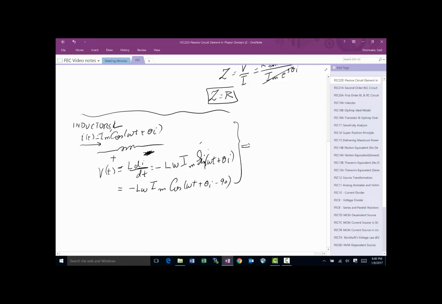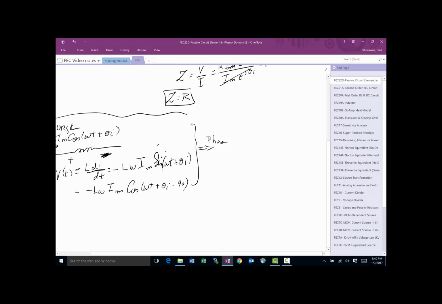So now we've got to take this into the phasor domain again, and we've done enough to know that I is going to be equal to Im e^(jθ_I), and the voltage is going to be minus ωL Im e^(j(θ_I − 90)).